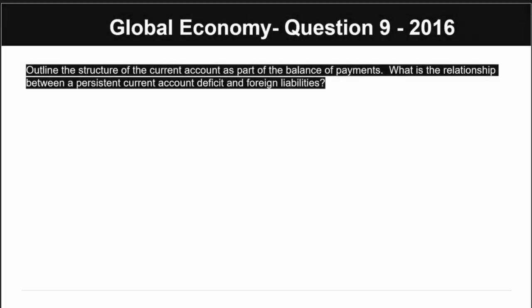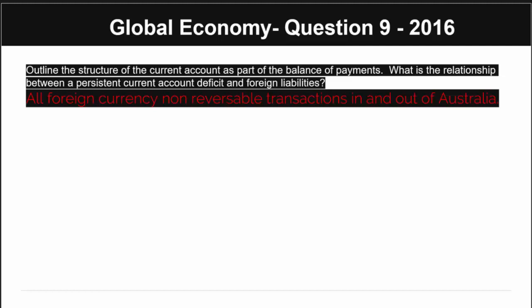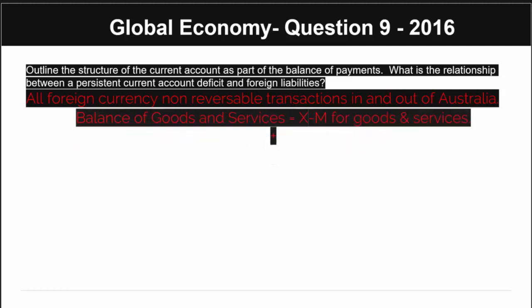Next question, the structure of the current account and what's the relationship between the persistent current account deficit and foreign liabilities. So first of all, I would say that all foreign currency non-reversal transactions are the ones that are calculated in the current account. The reversible ones are calculated in the capital and financial account.